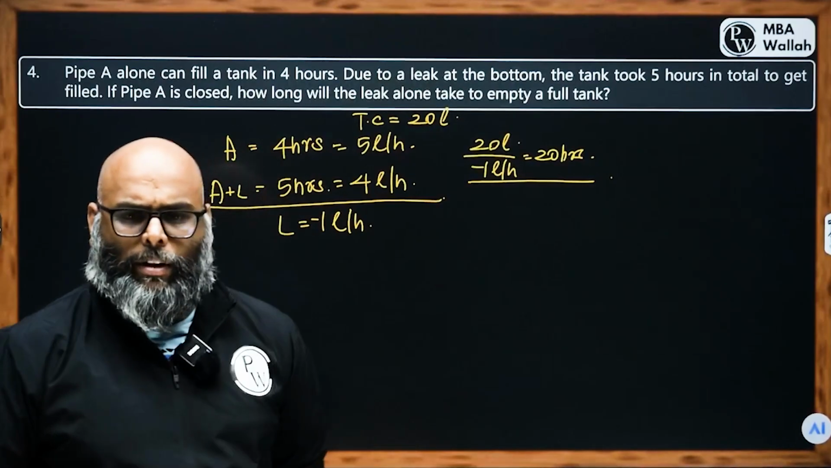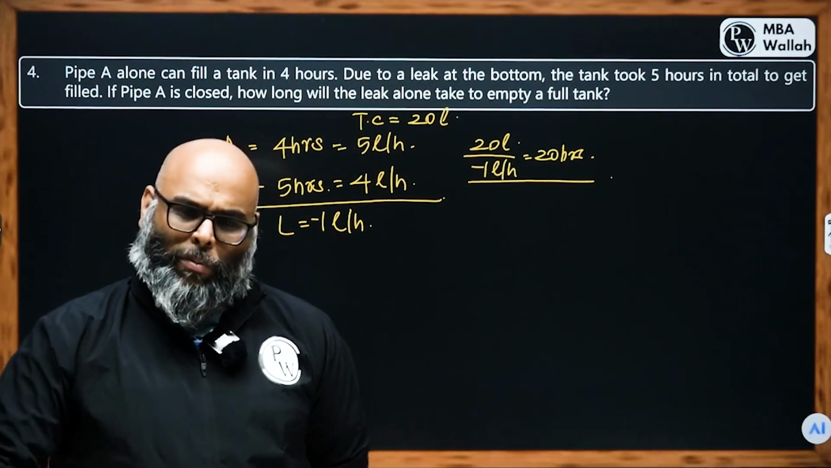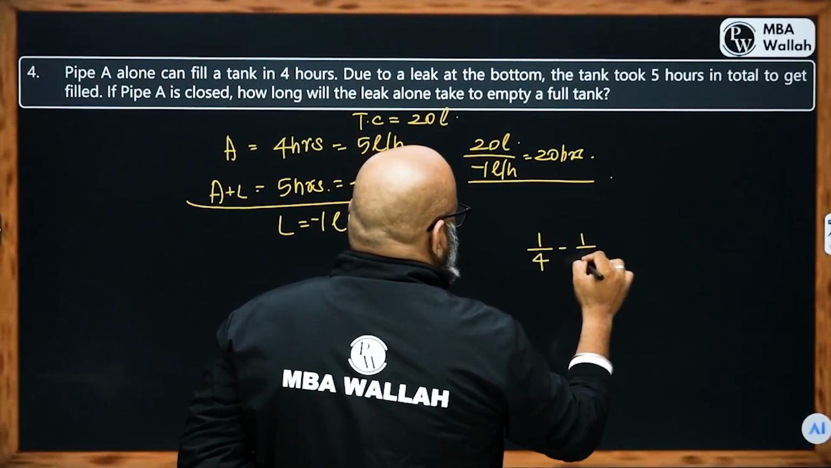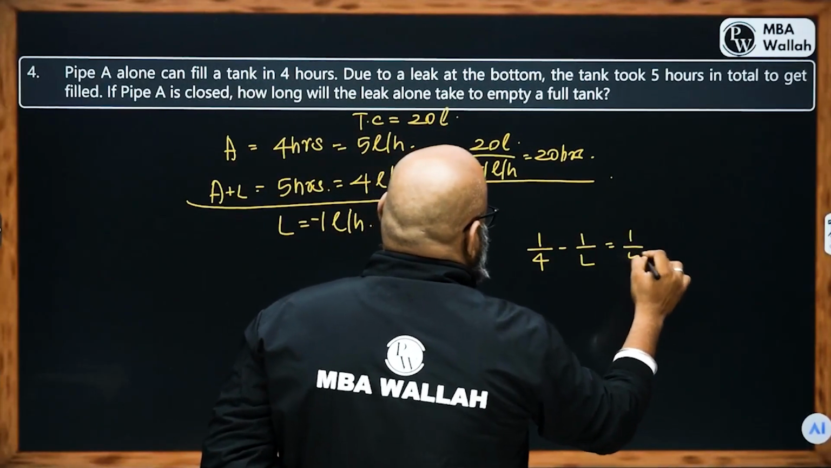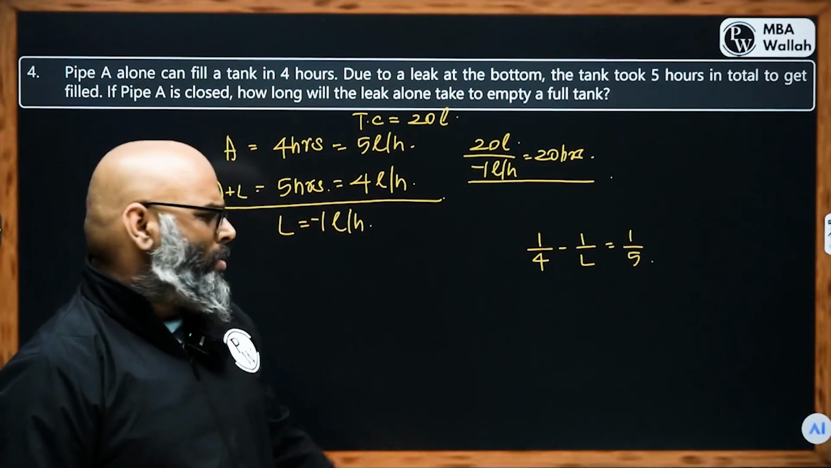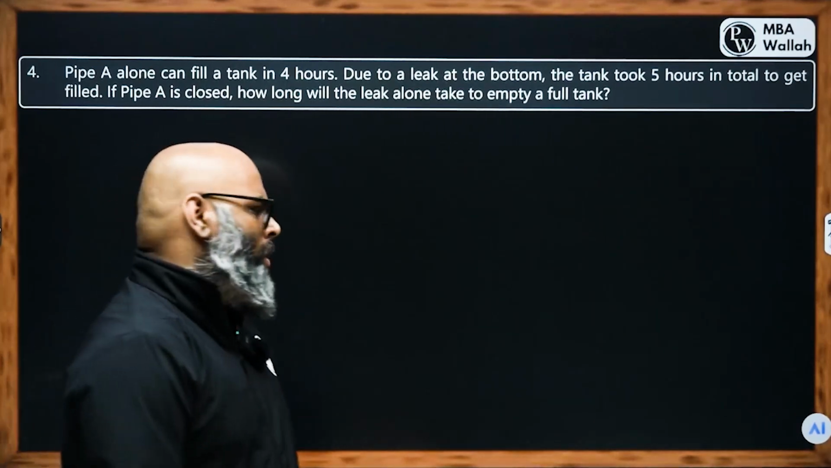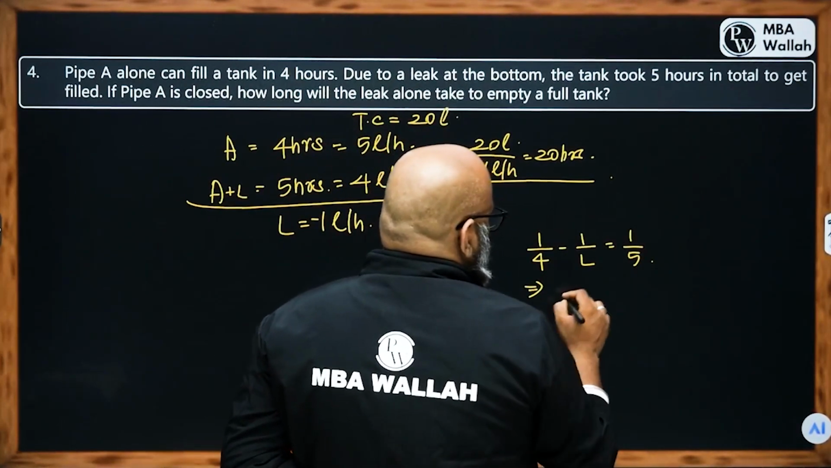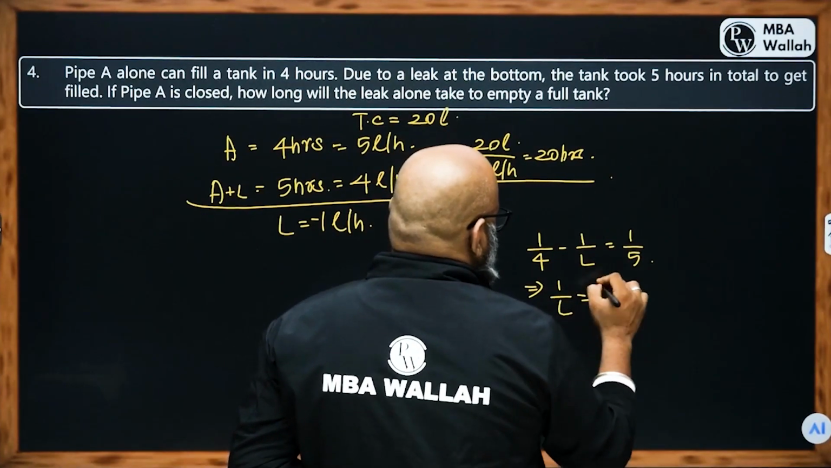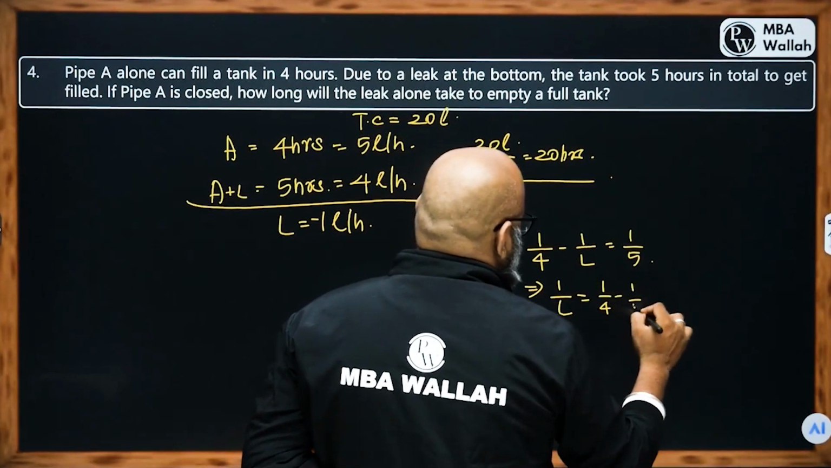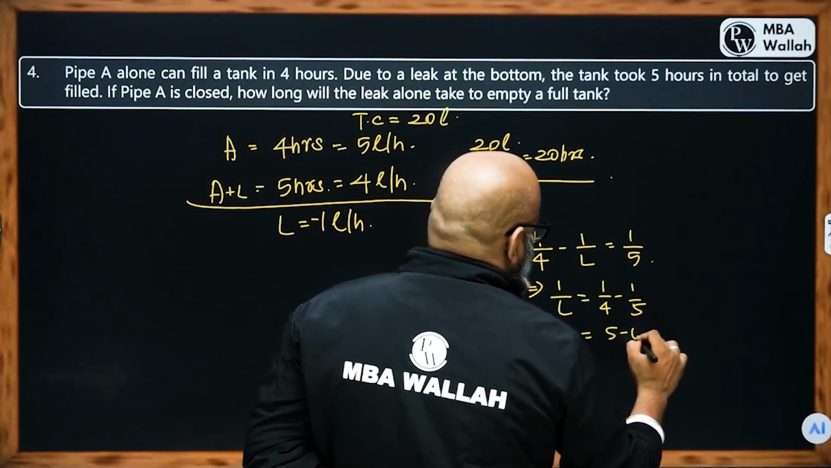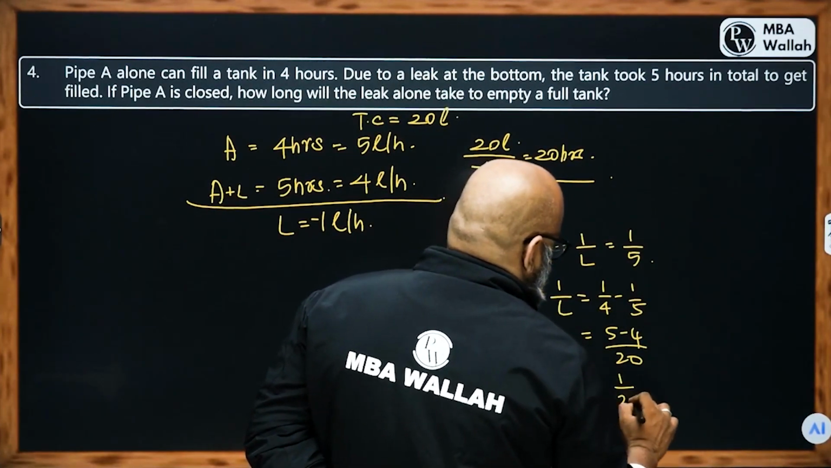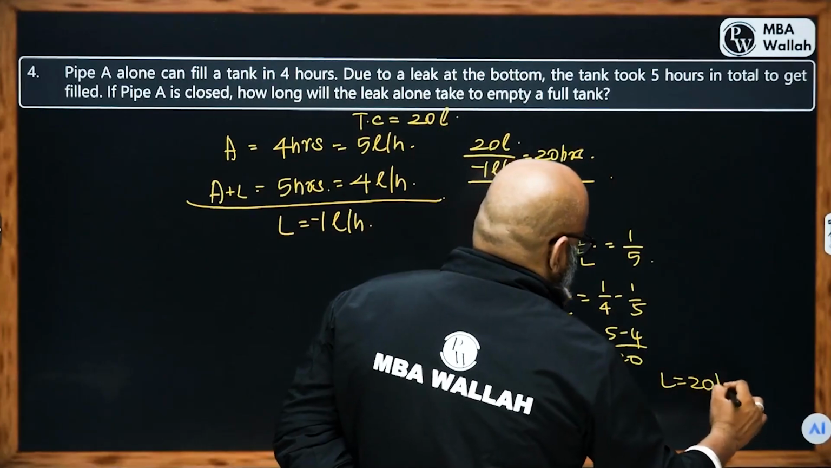Simple with your LCM method. With the fractional method, it's a lot easier. 1 by 4 minus 1 by L is equal to 1 by 5. That's all. Solve for this, you'll get the value straight away. Sorry, so this will give me 1 by L is equal to 1 by 4 minus 1 by 5. That will be (5 minus 4) by 20. 1 by L is equal to 1 by 20, or L is equal to 20 hours.